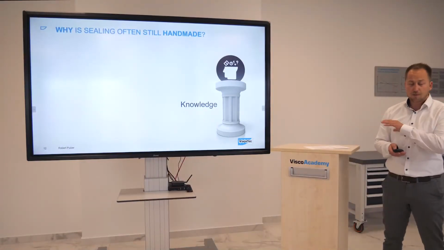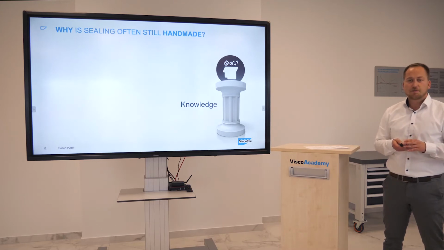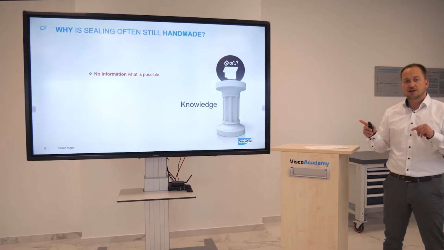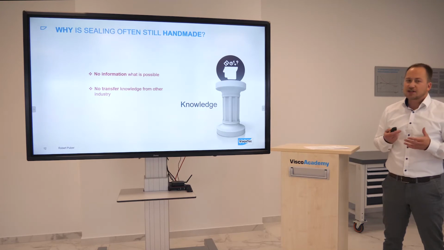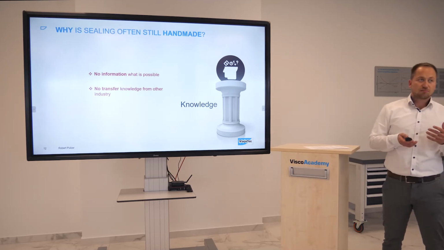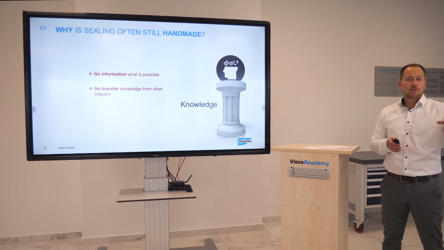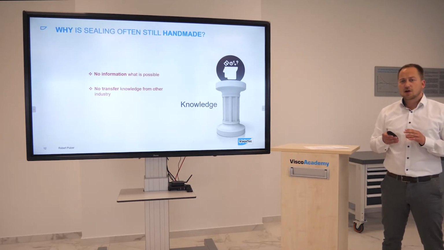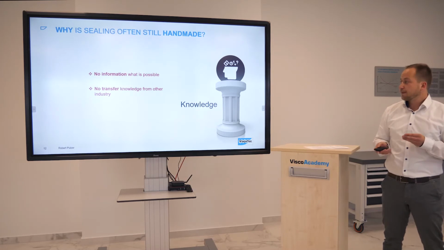So the other pillar is knowledge, and this is the point where we, ViscoTec, have a benefit, because we know a lot of customers do not have the information on what is possible. They don't have transfer knowledge on what is possible in other industries. So we are active in the automobile industry, e-mobility, pharma industry, food. So a lot of different industries, and we are always selling the same.